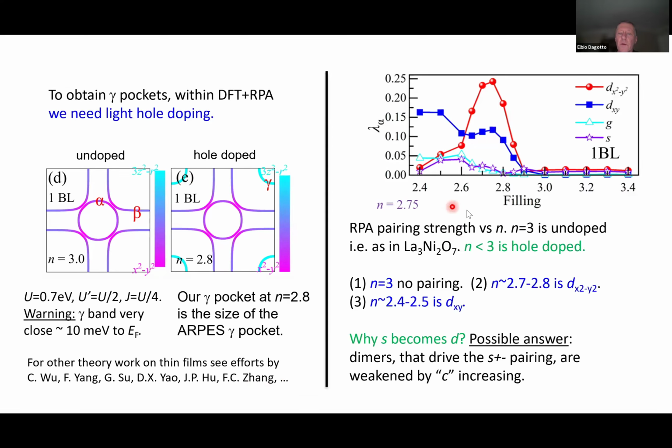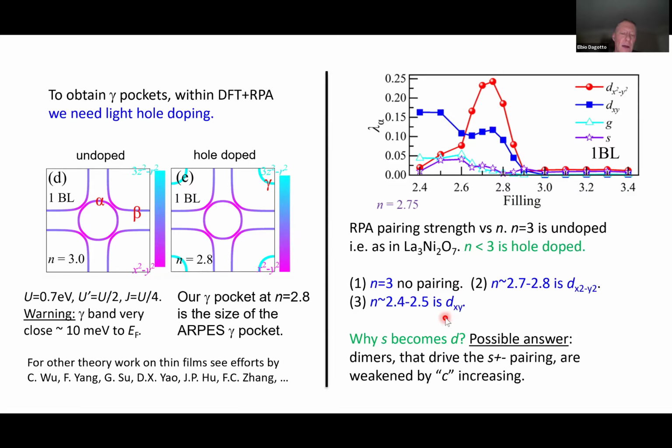And this is what we got within RPA for the pairing strength, lambda, for different channels. So you see at 3 is the undoped. That 3 goes all the way from the early portion of the presentation. We had the 2 nickels, we had the 2 orbitals per nickel, and we did the counting. The valence 2.5 plus corresponds to 3 electrons. So this filling means 3 electrons in the 2 nickel unit cell. Nothing happens, right? Remember that we have A and B contracted, C expanded. And then with about 6% doping or so, the x squared minus y squared channel becomes very prominent. And eventually there is a switch to the XY, right?